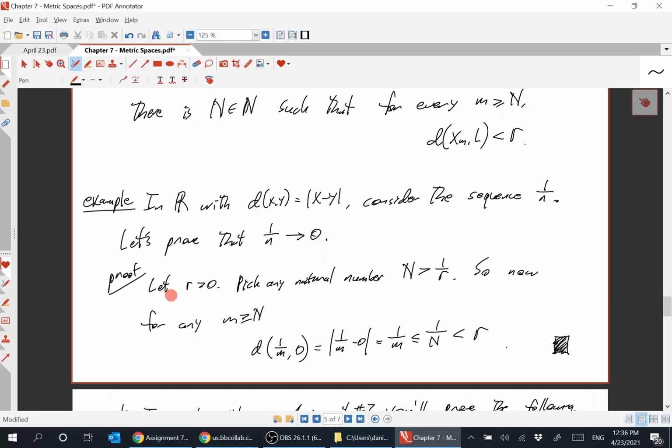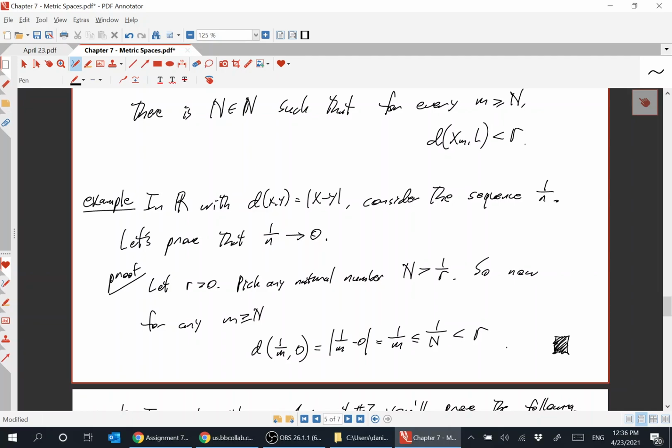Okay, so how do you prove a sequence converges? You let r be bigger than 0. So r is a tiny real number. How tiny? Really tiny. But you don't know what it is, so you just call it r, and just think of it as something really small.